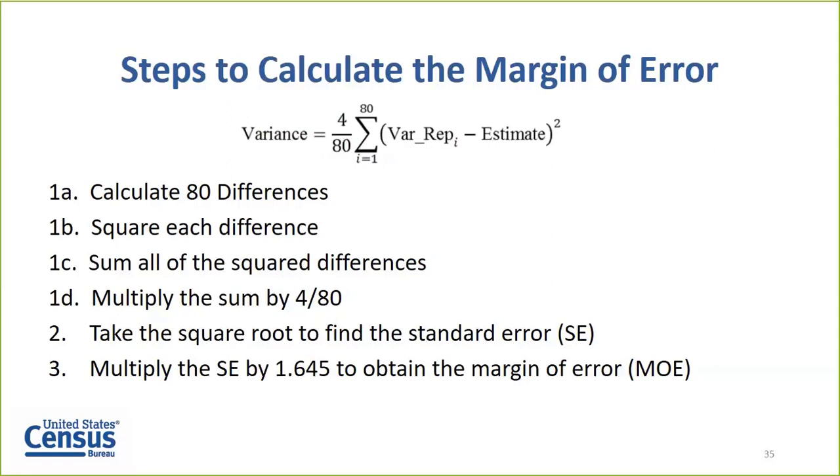In the second step, labeled 1B, square each difference. And then in 1C, sum up all of these squared differences. And finally, to find the variance, in step 1D, we multiply this by 4/80. In step 2, after we calculate the variance, we find the standard error by taking the square root. And then in step 3, we multiply the standard error by 1.645 to obtain the margin of error. And we'll see these steps as we work through the example as we go along.